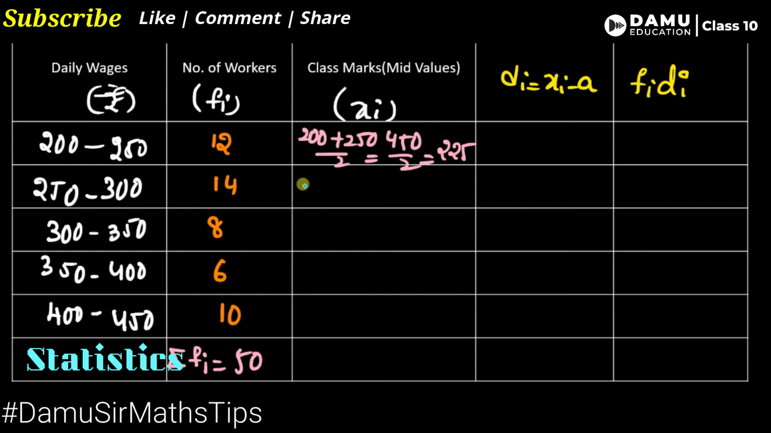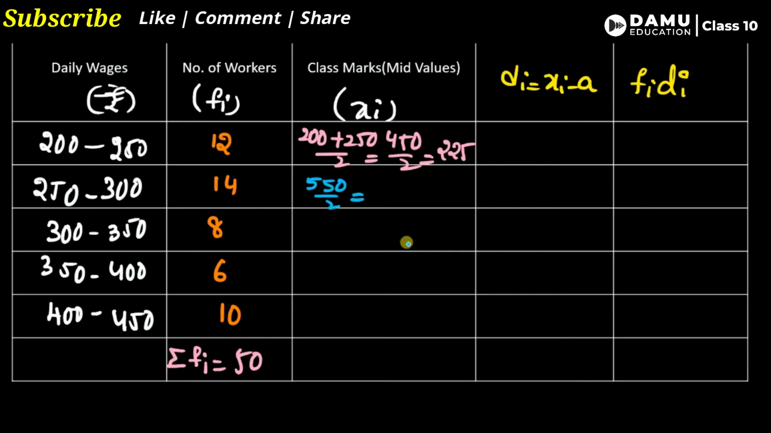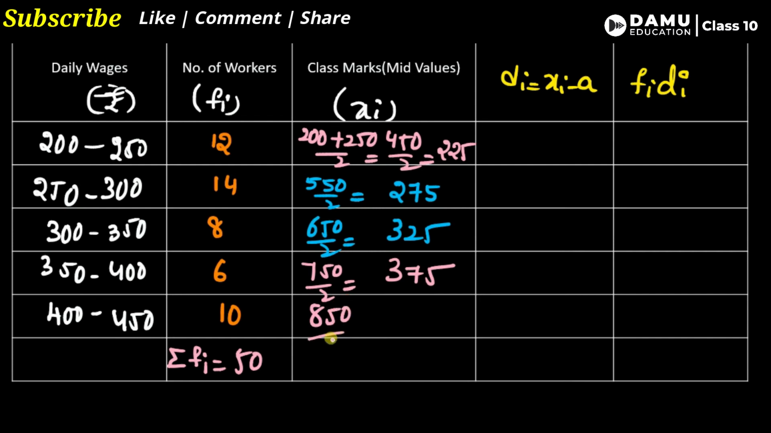Next, 250 plus 300 is 550 by 2, which is 275. Then 300 plus 350 is 650 by 2, which is 325. Then 350 plus 400 is 750 by 2, which is 375. For the last class interval, 400 plus 450 is 850 by 2, which is 425.